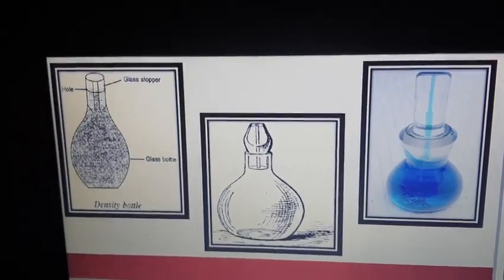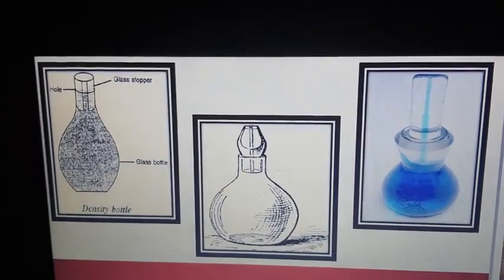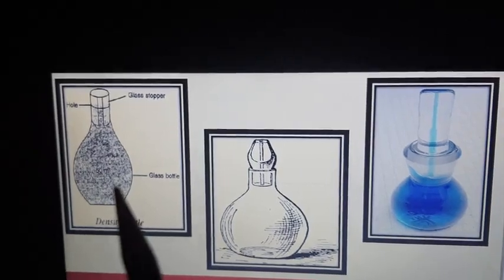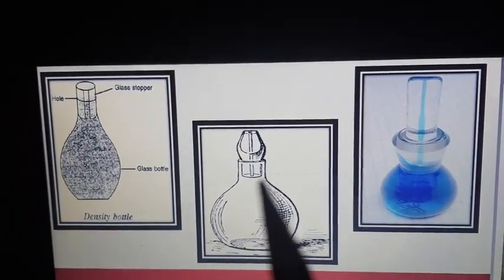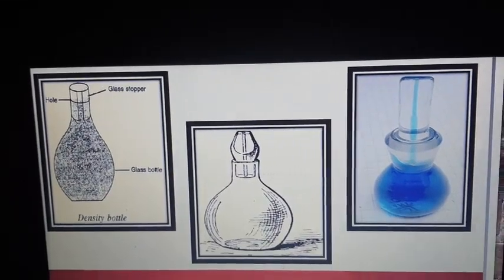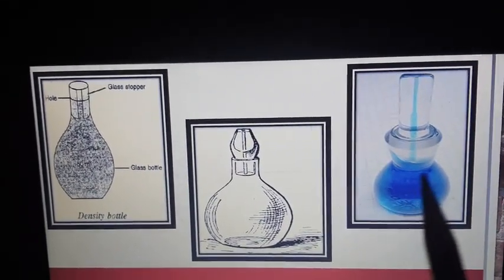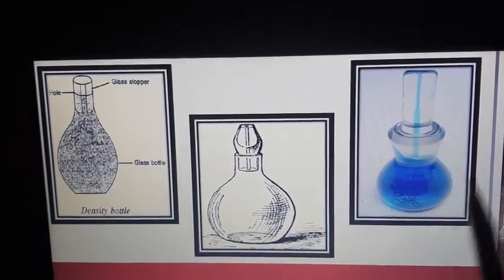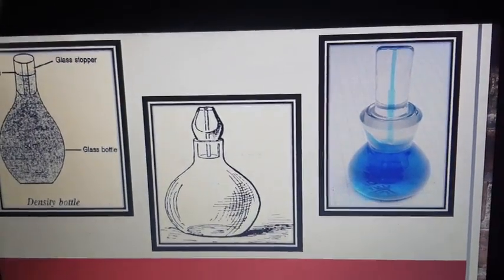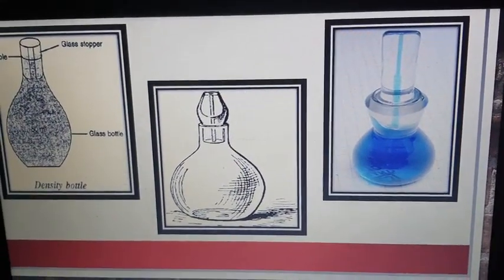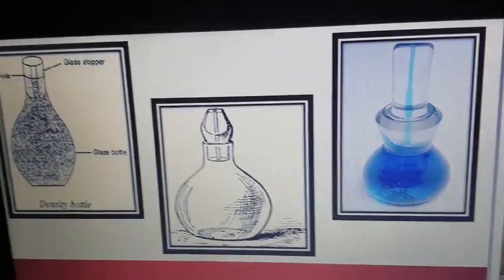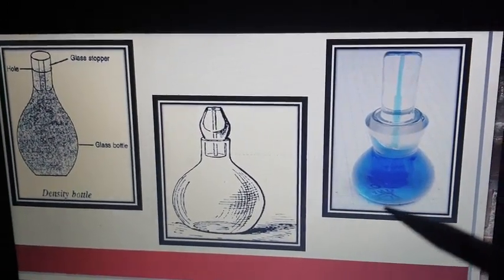These are three different relative density bottles that I have simulated for you. If you look, this has a glass stopper with a hole, and the figure below is of a glass structure, again very clearly with a capillary on top. If you can see it, this blue colored liquid has risen on top in the stopper, and this gives you a better example of how a relative density bottle works. Okay, children?